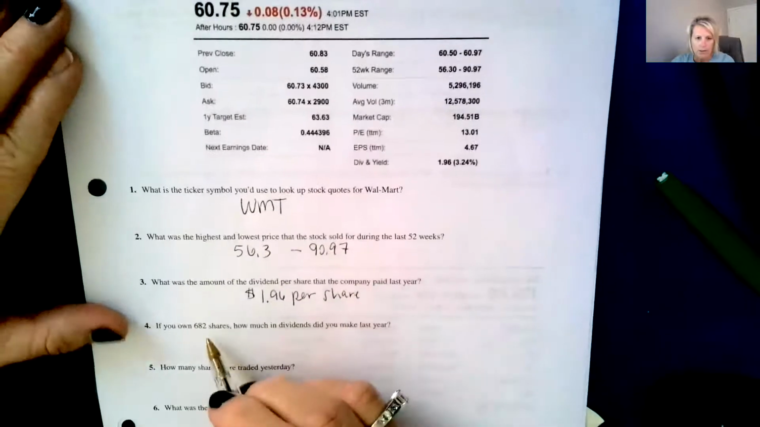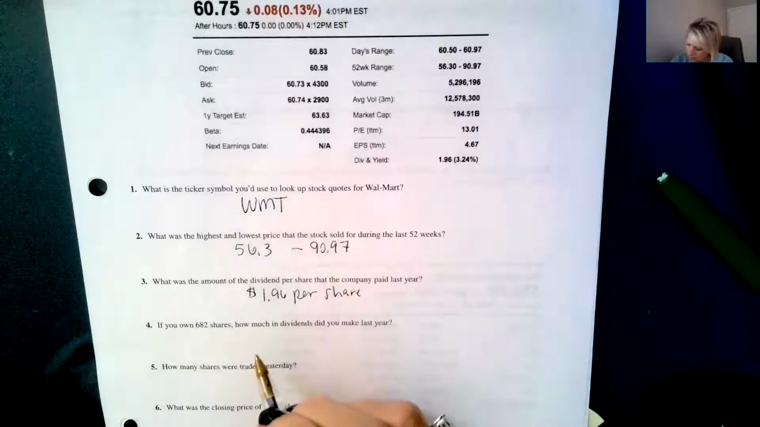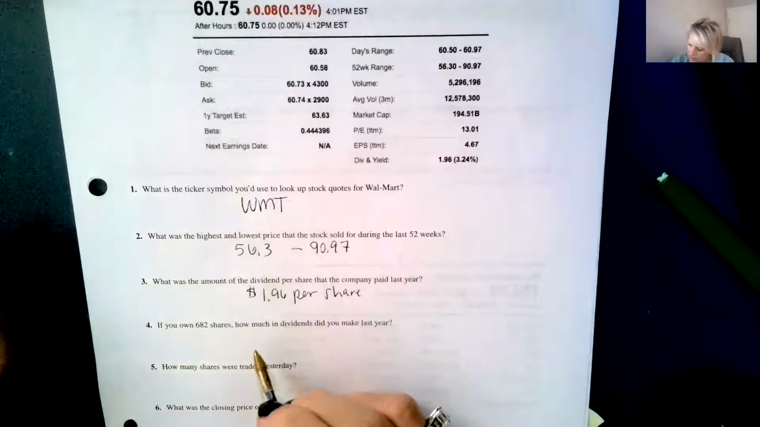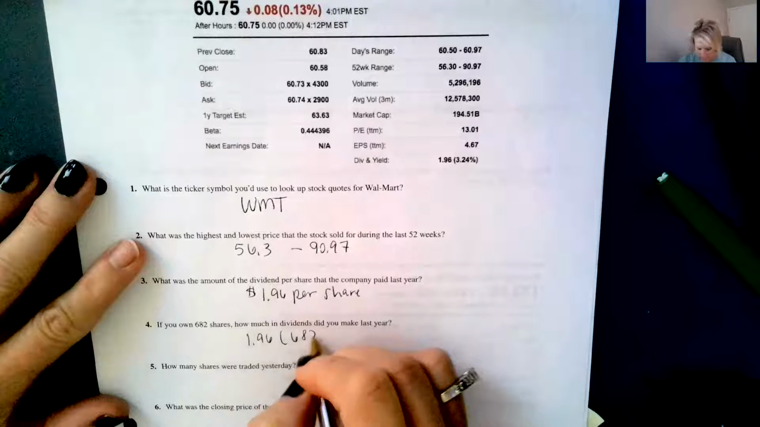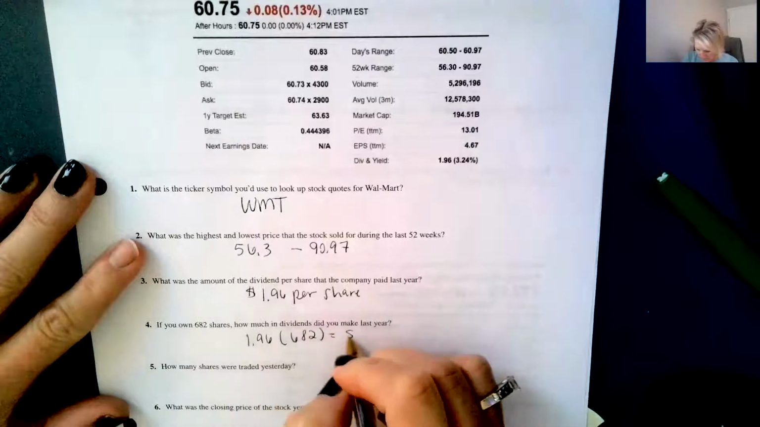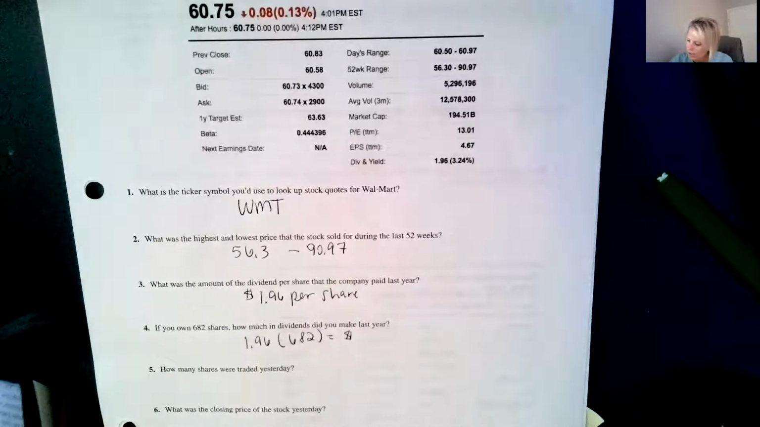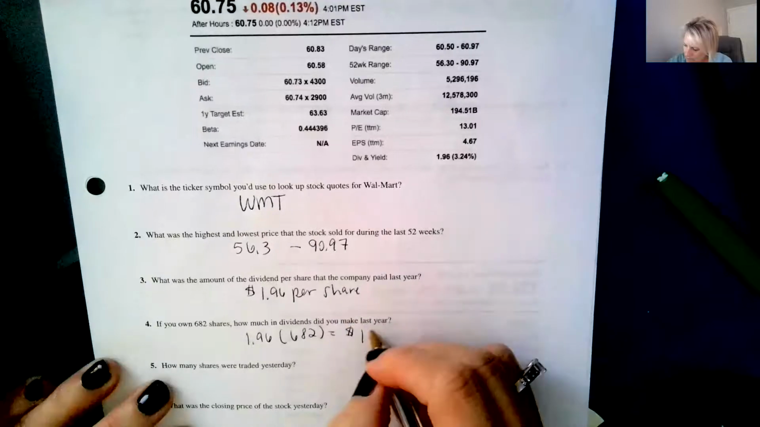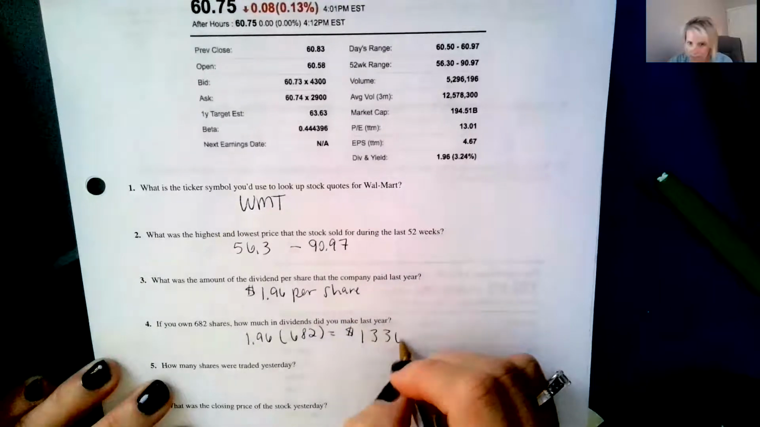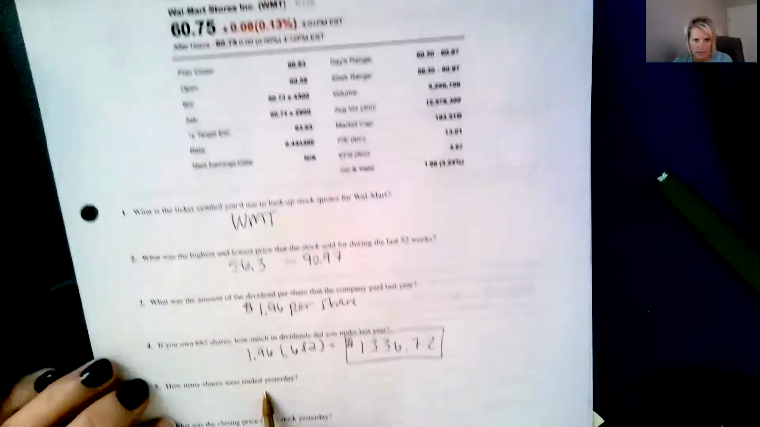If you own 682 shares, how much in dividends did you make last year? So $1.96 times 682. And it looks like you made $1,336.72 from your dividends.